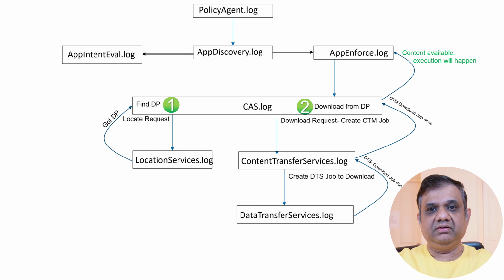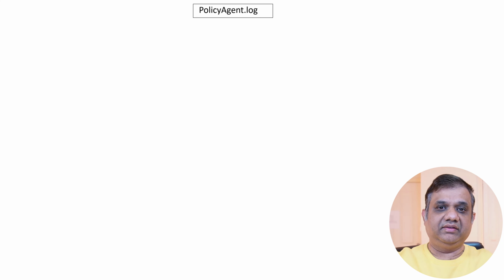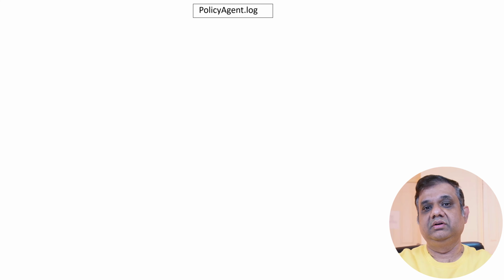You can see in the figure, I have covered all the log files, what is the flow. At first glance, if you look into it, it might look complex if you are not aware of it, but I will be making it in a very simple to understand manner. Let's go. As I told you previously, PolicyAgent.log is the first important log file which I will be looking into to see whether the application has downloaded or not.